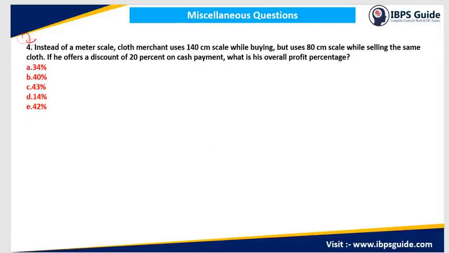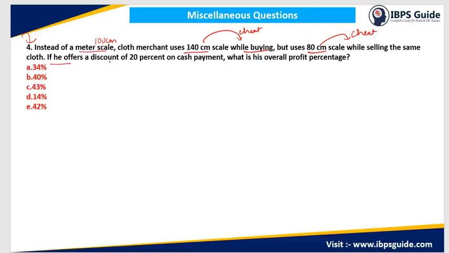Now in the fourth question they are saying instead of a meter scale, आपका मीटर स्केल में कितना होता है? 100 सेंटीमीटर होता है. ठीक है. तो इंस्टेड ये हम ना यूज करके क्या कर रहे हैं? क्लॉथ मर्चेंट यूजेस 140 सेंटीमीटर स्केल वाइल बाइंग. ओके. तो वो बाइंग के टाइम भी क्या कर रहा है? आपका चीट कर रहा है, राइट? बट यूजेस 80 सेंटीमीटर स्केल वाइल सेलिंग द सेम क्लॉथ. और जब बेचता है तब भी वो क्या कर रहा है? आपका चीट कर रहा है, राइट? So he will be gaining certain profit out of it.